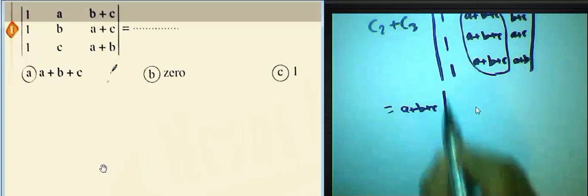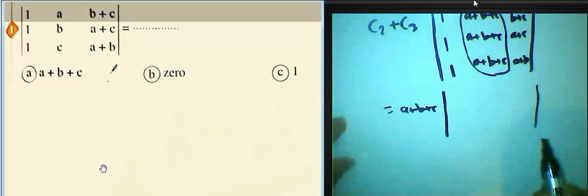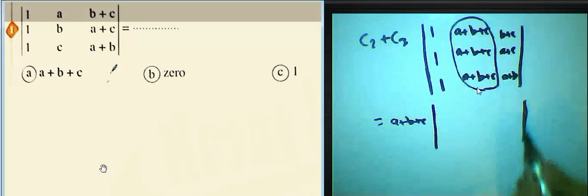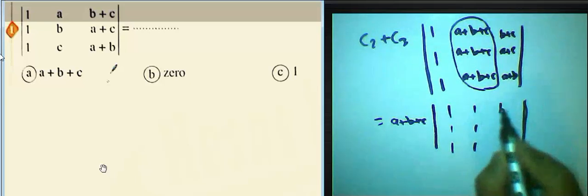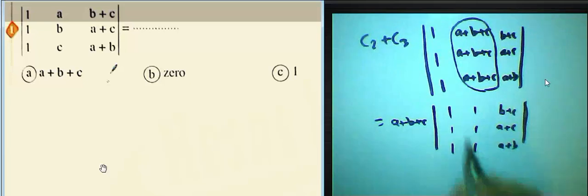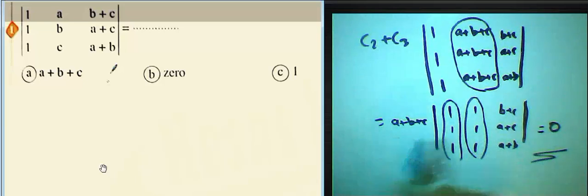We can write A plus B plus C, the common factor between them, or coefficient outside. The result will be here 1 and 1 and 1. And second column here will be 1 and 1 and 1. And third here, B plus C, A plus C. We have two equal columns, and the result will be equal 0, because 0 times this coefficient will be equal 0.